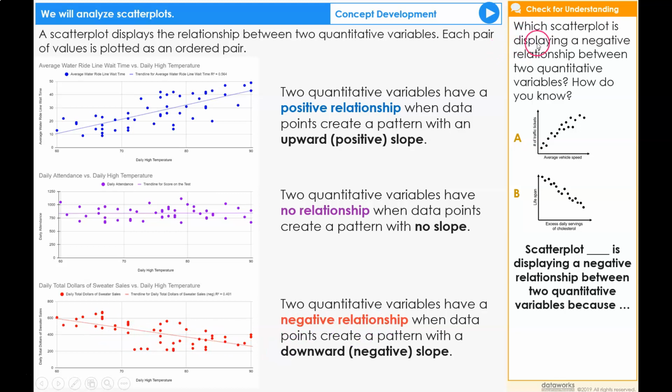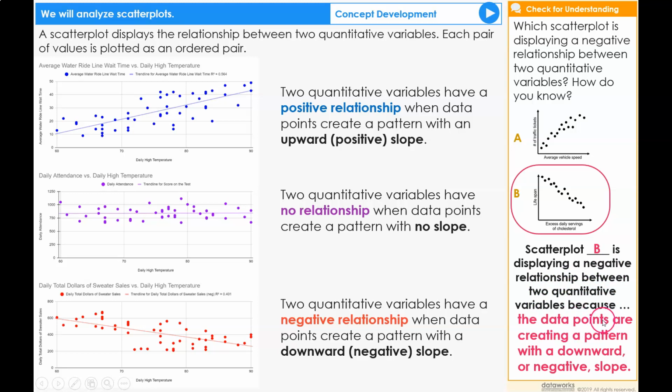Let's check for understanding. Which scatterplot is displaying a negative relationship between two quantitative variables? How do you know? The scatterplot from A or the scatterplot from B? Scatterplot B is displaying a negative relationship between two quantitative variables because the data points are creating a pattern with a downward or negative slope.